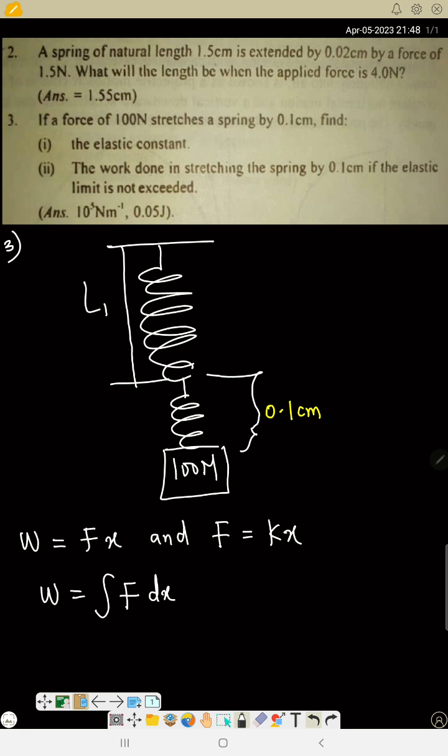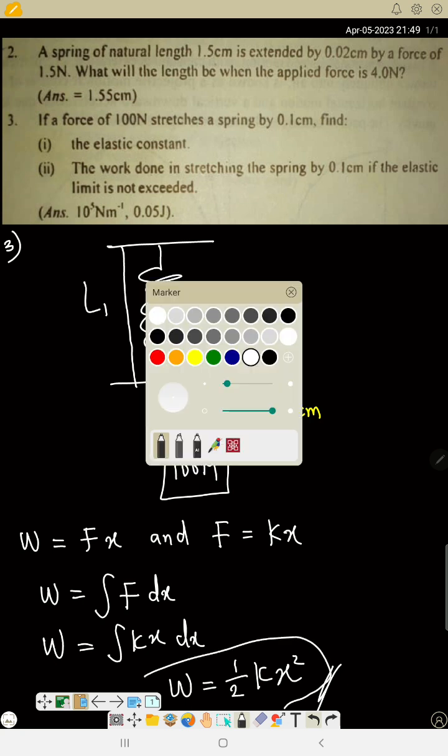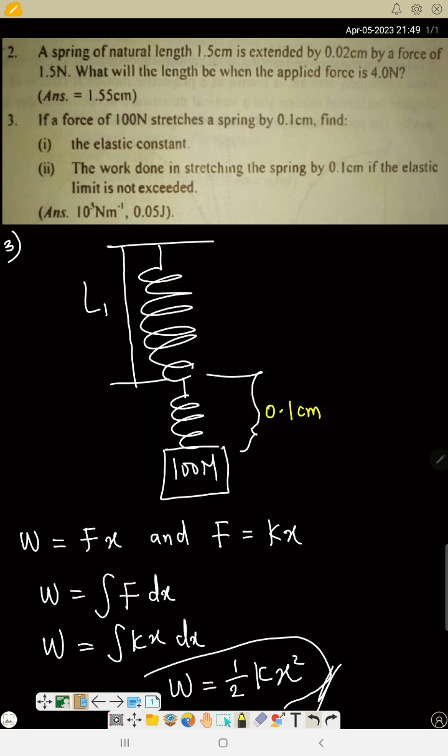So now work done is equal to the integral of, instead of writing F, write kx dx. Now remember, the power here is 1. So to integrate, you add 1 to the power and divide by the new power. So work done is half kx squared. So that will be the formula for work done in stretching the spring. So take note that x can be e. So I can also say work done is half ke squared, like that.